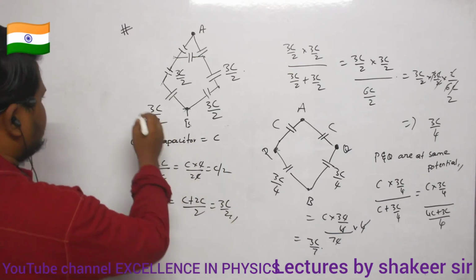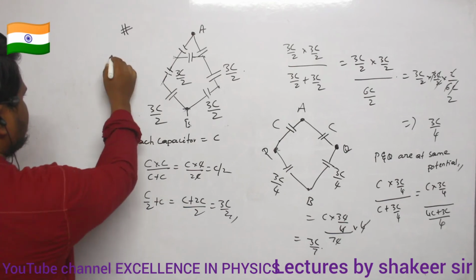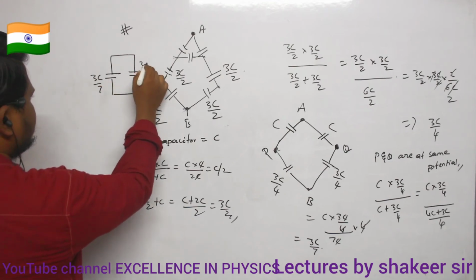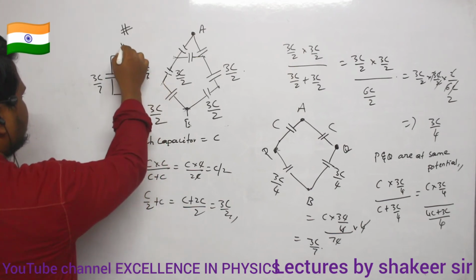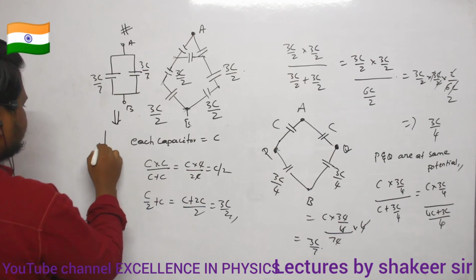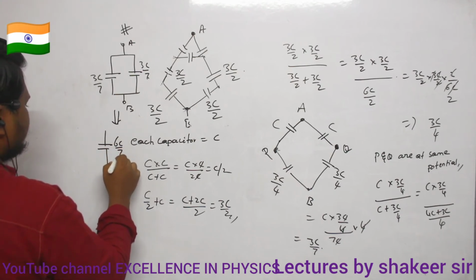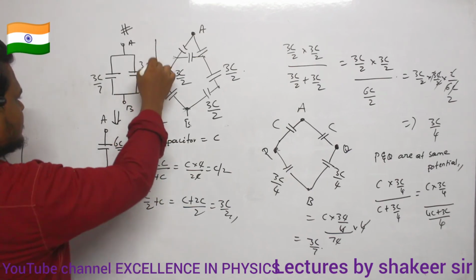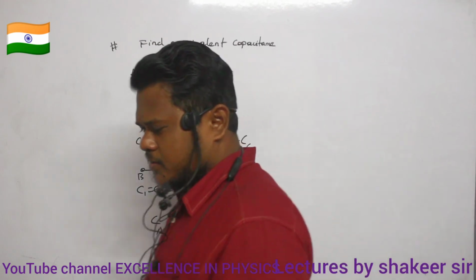So I am drawing here. So this is one capacitor, this is another capacitor. So this value is 3C divided by 7, 3C divided by 7. Clear? This is A and this is B. So the equivalent capacitance of this one is 6C divided by 7. This is point A and this is point B. This is our required answer. Okay? That's all. So any idea how I can solve this one?